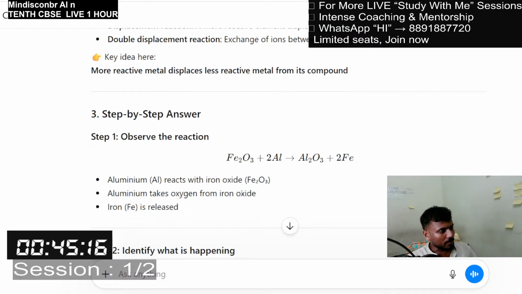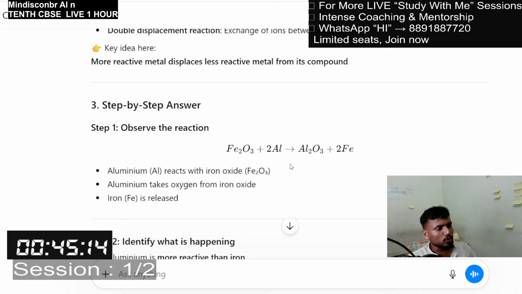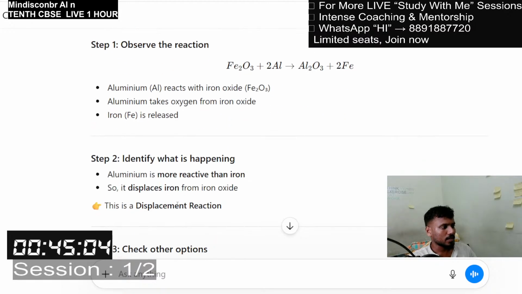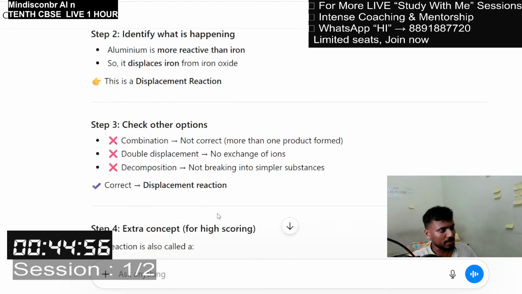Step by step answer. Observe the reaction: Fe2O3 plus 2Al gives Al2O3 plus 2Fe. Aluminum reacts with iron oxide, Fe2O3. Aluminum takes oxygen from iron oxide. Iron is released. Identify what is happening: aluminum is more reactive than iron, so it displaces iron from iron oxide. This is a displacement reaction.